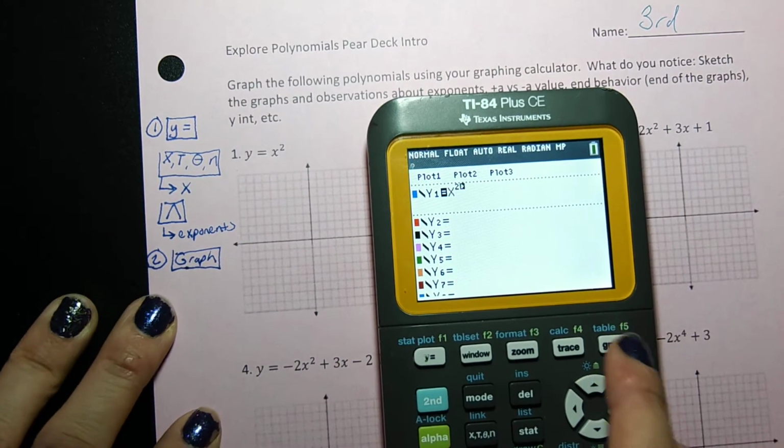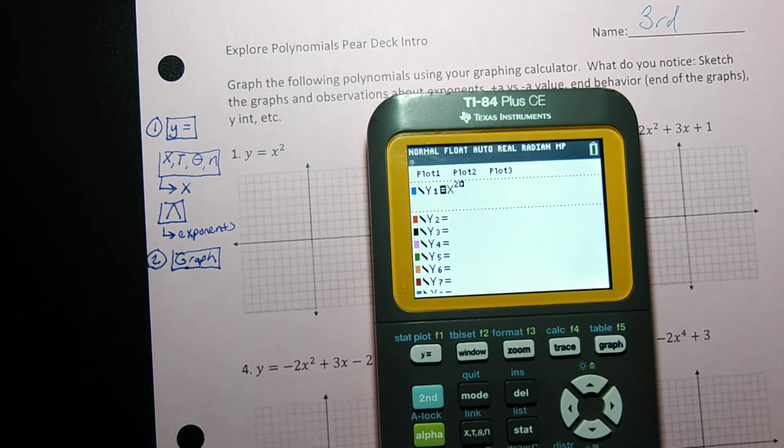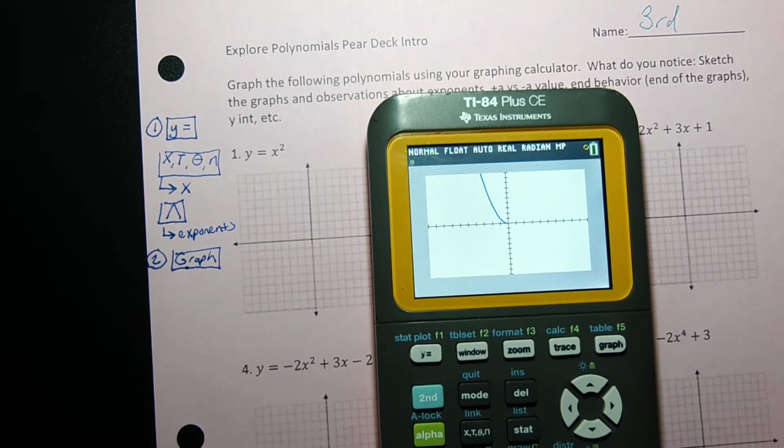So go ahead and hit the graph button, which is on the opposite side as the y equals. So y equals is to type in the equation and then the graph button. So go ahead and hit graph. And your graph should look like a U. If it does not look like a U, flag me down and we're going to come and see if there are any issues.